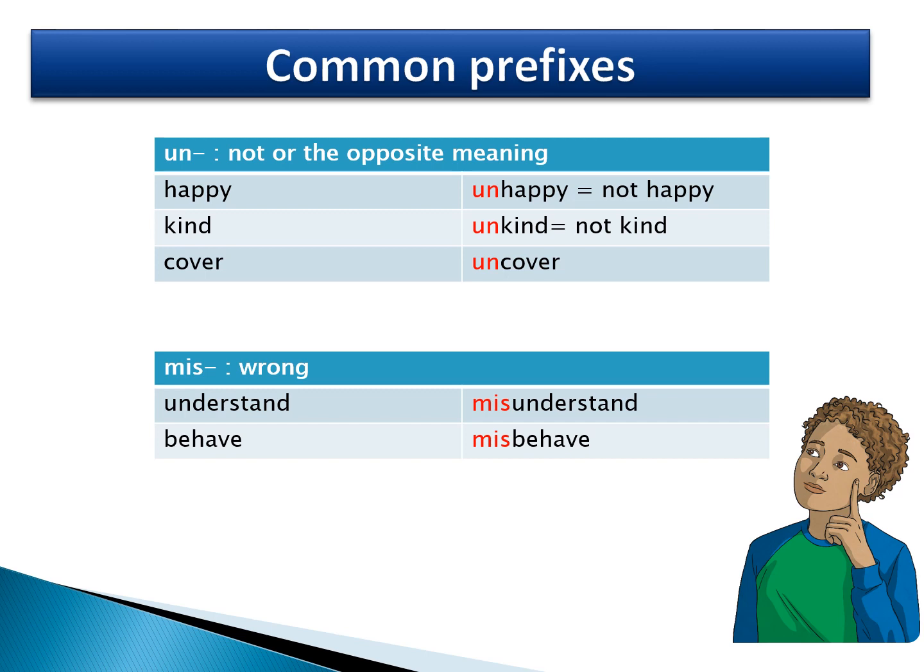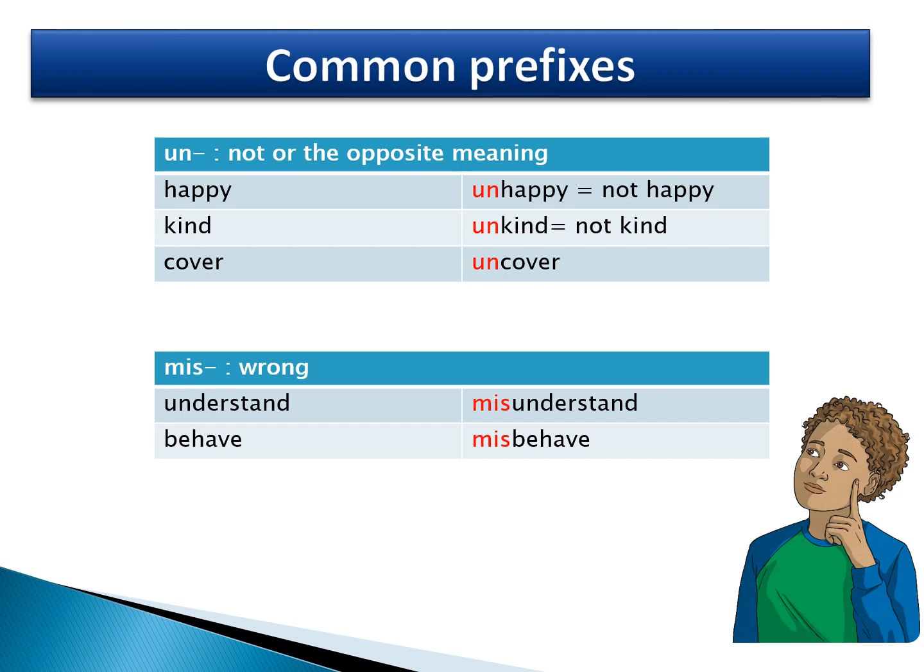Let's get introduced to the most common prefixes. The prefix un means not or the opposite meaning. So when you add it to the word happy, it becomes the opposite, unhappy, not happy, that is sad. The same for kind. The opposite is unkind, not kind. Also, when you uncover something, you are doing the opposite of covering it. You are removing the thing that is covering it.